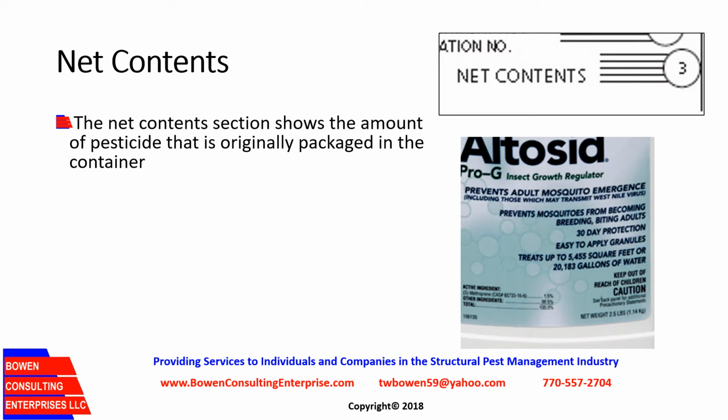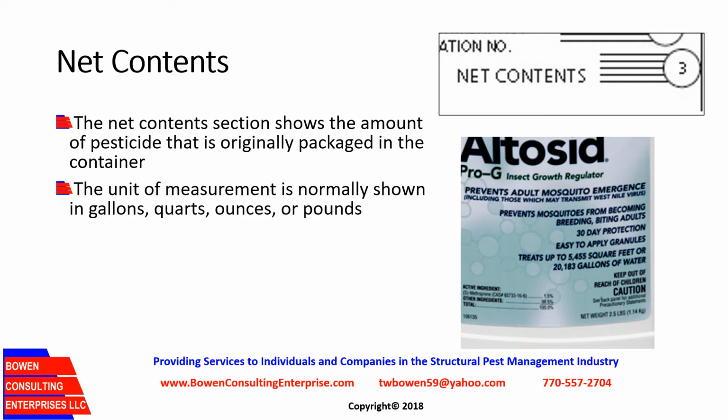The net content section of the label shows the amount of pesticide that is originally packaged in the container. The unit of measurement will vary from container to container based on the size of the container and the type of pesticide formulation in the container.